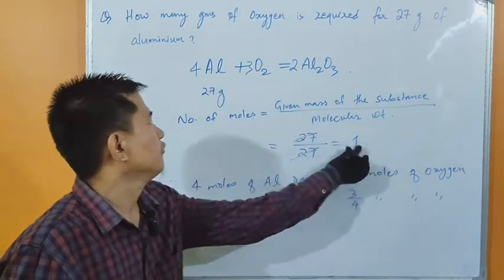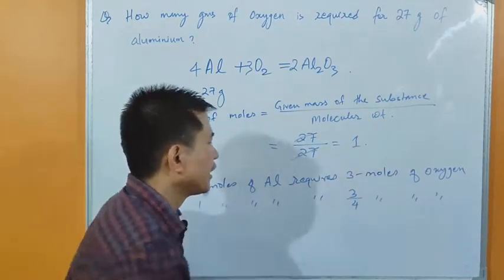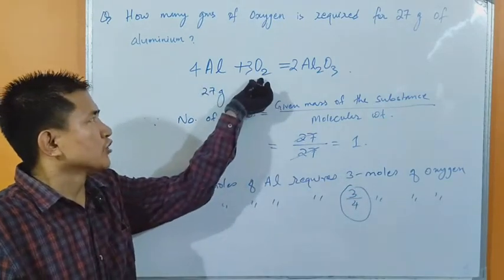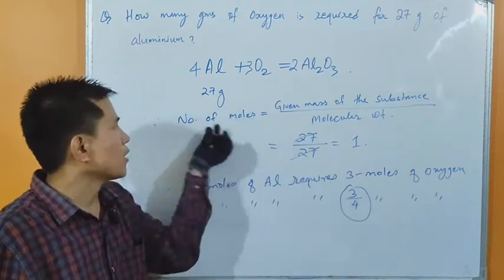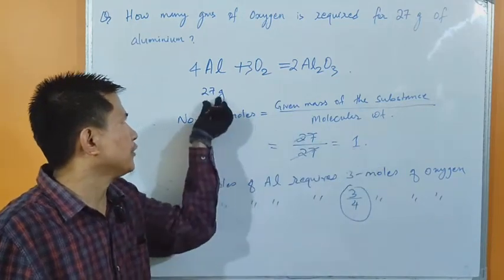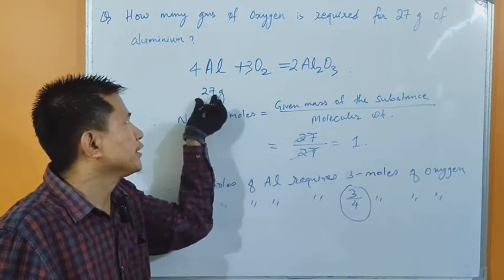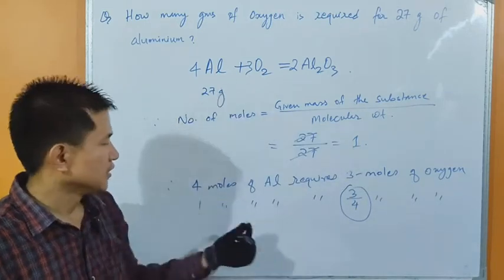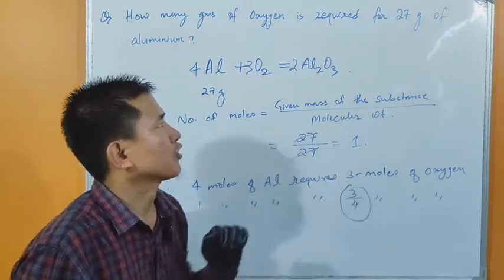We have 1 mole of aluminium, isn't it? So 1 mole of aluminium requires 3 by 4 moles of oxygen. So the required number of moles of oxygen is 3 by 4. 1 mole of aluminium means 27 grams of aluminium. 1 mole of aluminium requires how much? 3 upon 4 moles of oxygen for complete reaction.